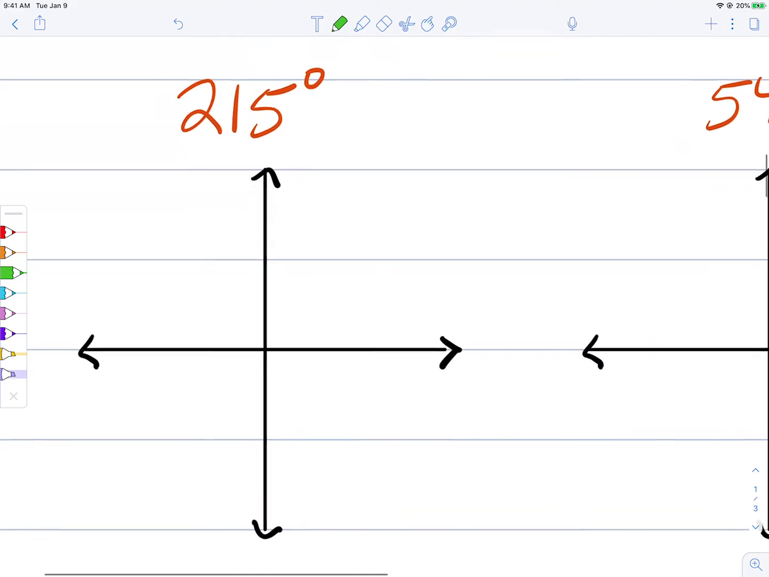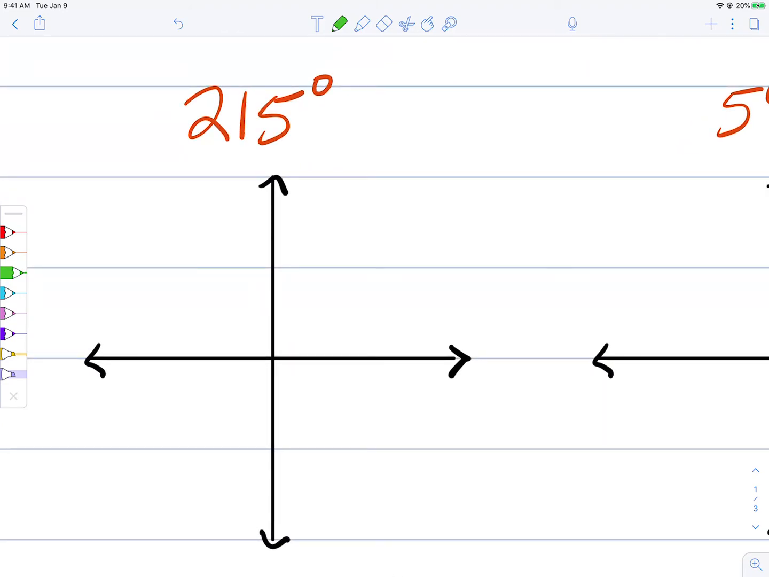Now let's say we got into something a little more interesting, 215. So we start off with our origin and our initial side. Well, one of the benchmarks I do know is 180. So it's going to be a little bit more than 180. So what is 215 minus 180? Because I want to know, beyond my 180 mark, how many degrees do I have to move? I have to go 35 degrees beyond my 180.